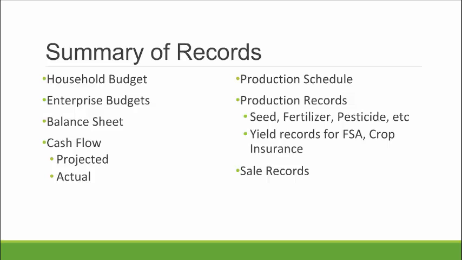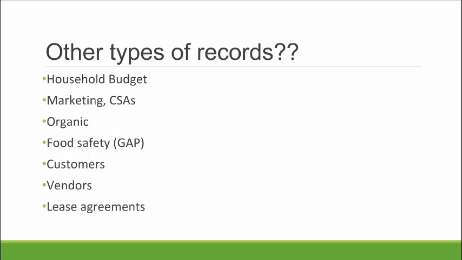Often there'll be a production schedule. So looking at planting, especially if you're doing something like vegetables or you've got livestock that would go to market, you sort of have a production schedule for that. Your production records, extremely important. Seed, fertilizer applied, pesticides applied, your yield records for FSA and crop insurance, and then any sales records. Those would be things that you keep.